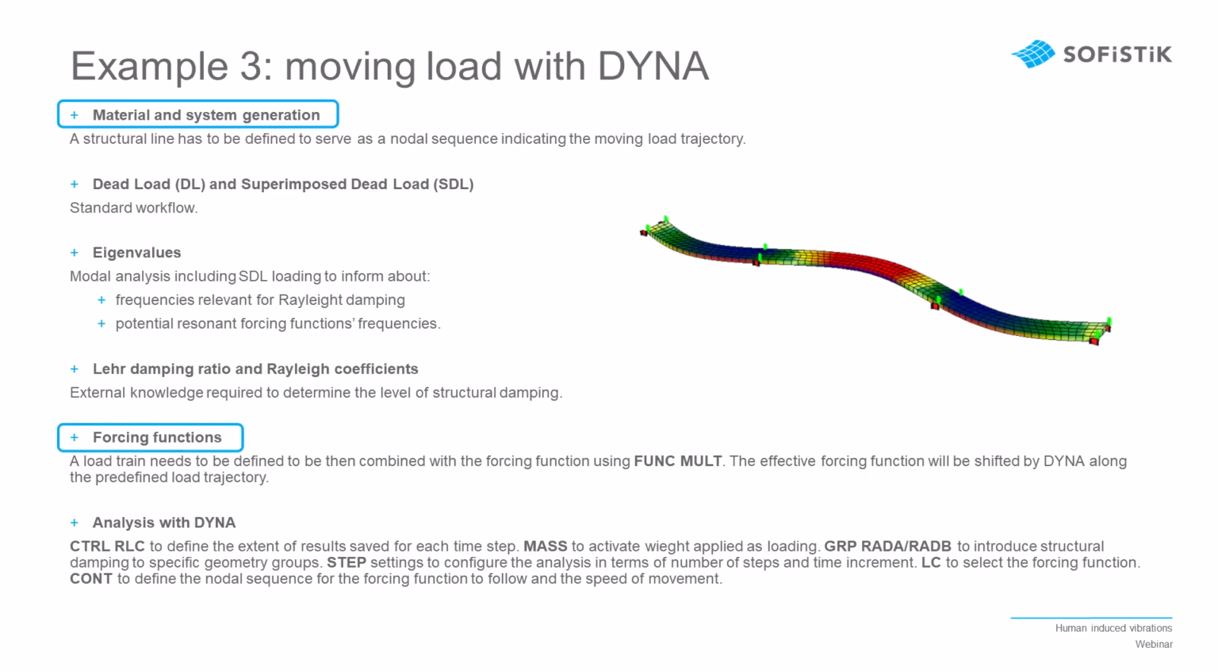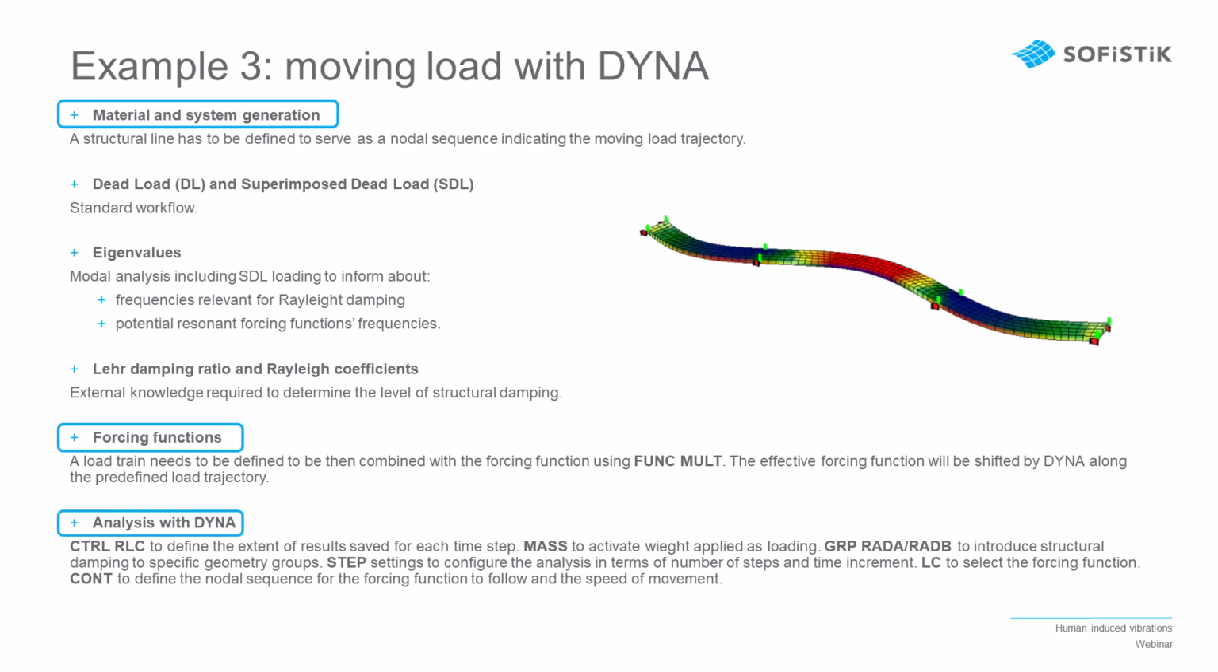The next difference is the way forcing functions are being defined. Due to Dyna characteristics, it is necessary to represent the pedestrian in the form of a custom load train that is then to be multiplied by the periodic function. Dyna will be moving this load train along the preselected nodal sequence with a specified velocity.